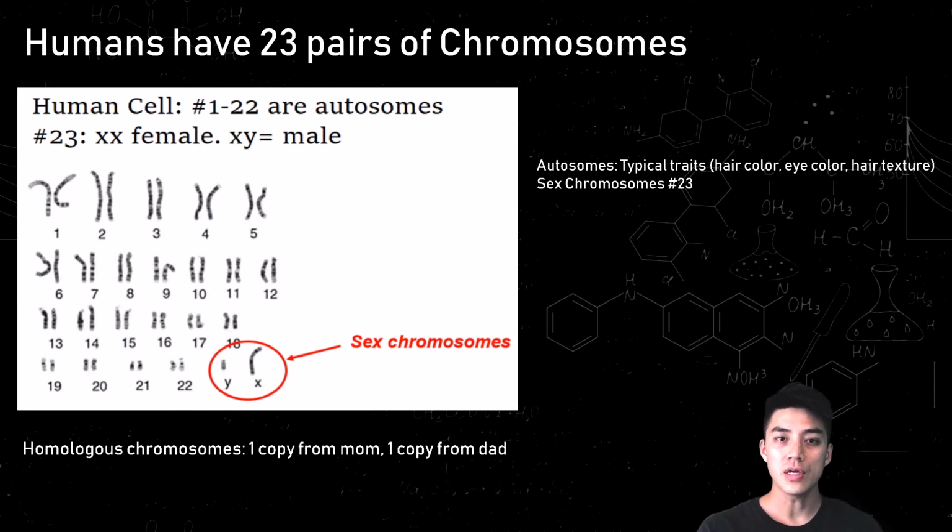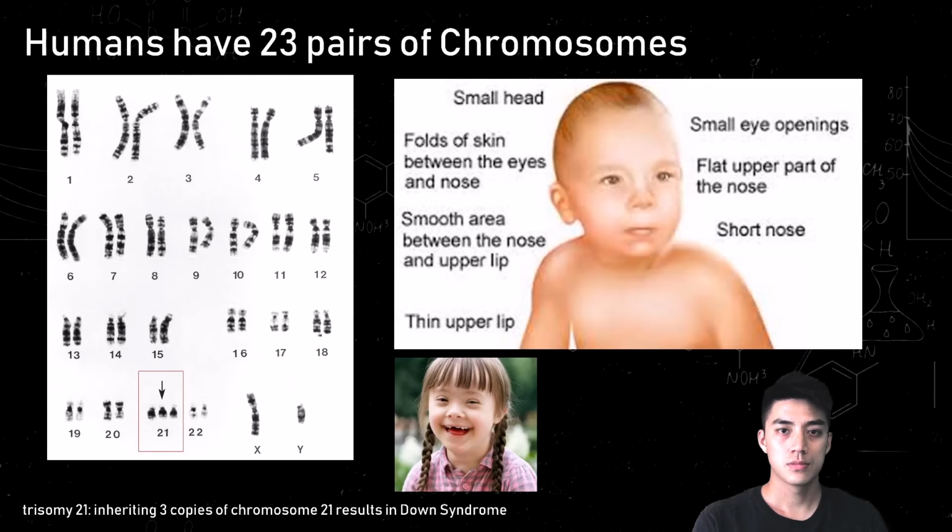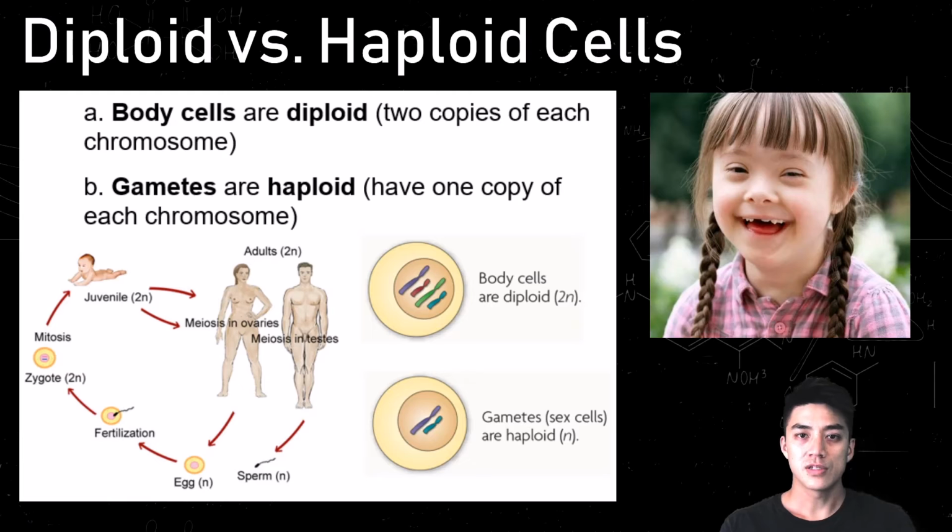Pair number 23 is known as the sex chromosomes, and if you inherit two copies of the X chromosome, that will make you a female, and if you inherit an XY, then that makes you a male. Trisomy 21 occurs when you inherit three copies of chromosome 21, which results in Down syndrome. So as you can see, Down syndrome is the result of not having the right number of chromosomes.